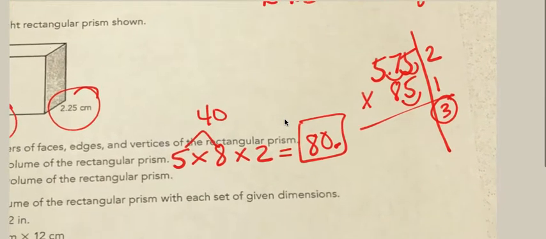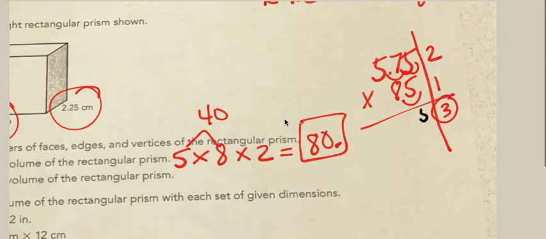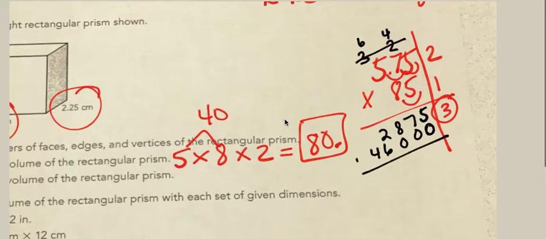So I'm going to start with 5 times 5, which is 25. Regroup your 2. 5 times 7 is 35, plus 2 is 37. And 5 times 5 is 25, plus 3 is 28. Don't forget your placeholder. Now you're going to multiply with your 8. 8 times 5 is 40. 8 times 7 is 56, plus 4 is 60. And 8 times 5 is 40, plus 6 is 46. Add your two answers together. You get 5, 7, 8, 8, and 4. And now don't forget to bring your decimal back over 3 places.